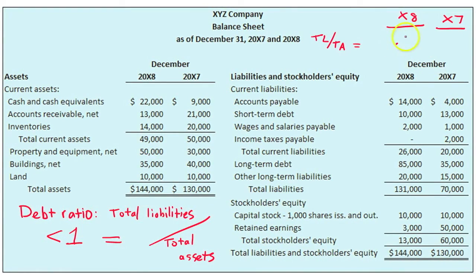They are 0.91 for x8 and 0.54 for x7. The debt ratios were total liabilities divided by total assets, that's for x8, and then x7 would be total liabilities divided by total assets for x7.